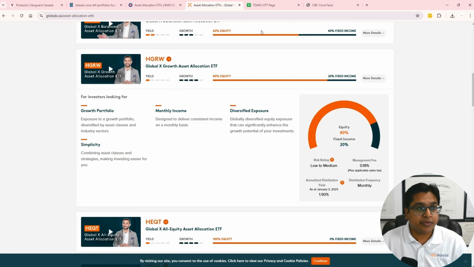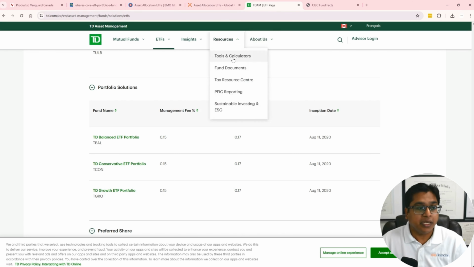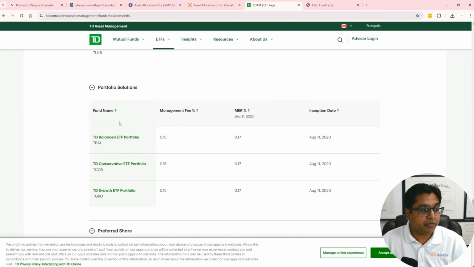Now, the new entrant to this market is TD. TD has launched 3 different ETFs, which are their balanced, conservative, and growth ETFs, and they launched them 4 years ago. The fees are a little bit cheaper than the other 4 that we looked at, but in the grand scheme of things, this fee difference is very minuscule. So if you are a fan of TD products, these are probably your solution.